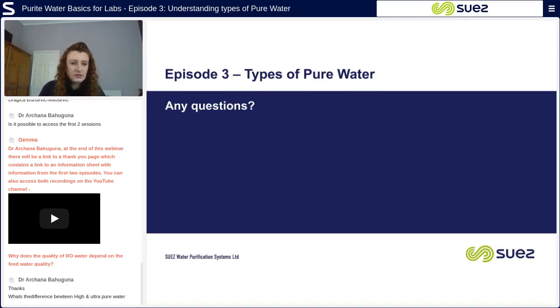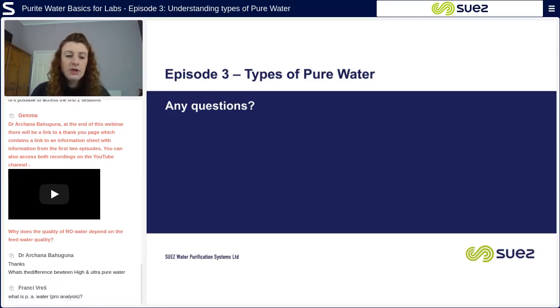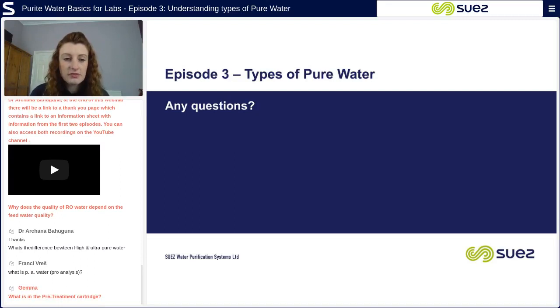So there's another question here. What is the difference between high and ultra pure water? So ultra pure water has a resistivity of 18.2 megohms, and this is the highest resistivity that can be achieved. This is type 1 water. High purity water is very pure, but not as pure as ultra pure water, if that makes sense. So high purity water is between greater than 10 megohms and up to 18.2 megohms.